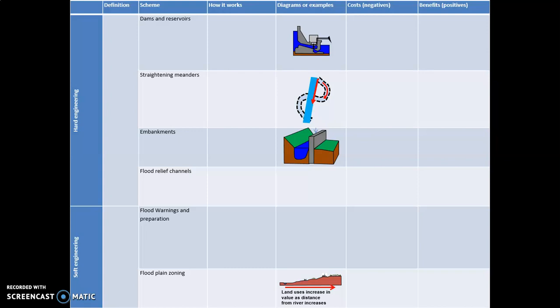I'm showing you this table because you need to understand what each of these different schemes are. You also need to understand basically how it works, although you'd probably never be asked in an exam. And also you need to understand the costs and the benefits. The costs in this case are the negatives and the benefits are the positives of each of the schemes. So I'm going to go through them all, so there's 6 in total, and explain the different things. The first one we're going to start off with, we're going to look at a few of them together.